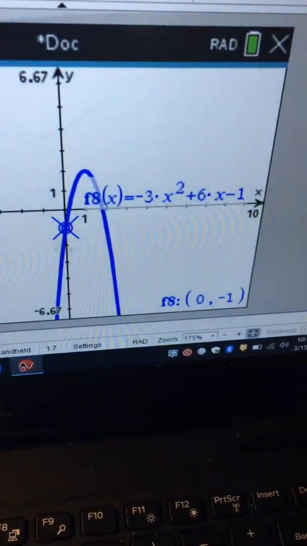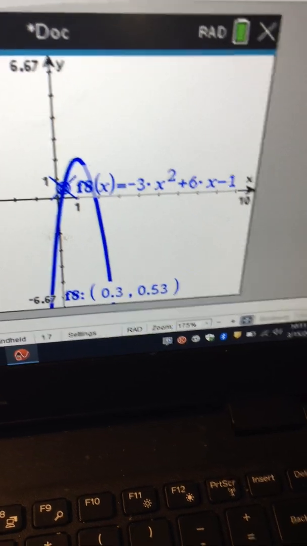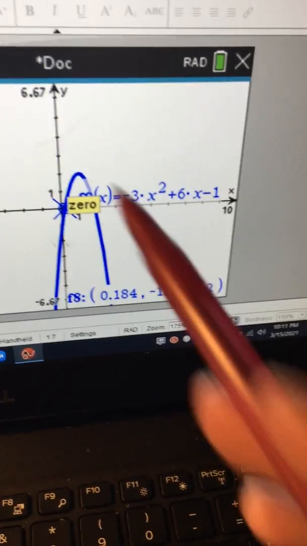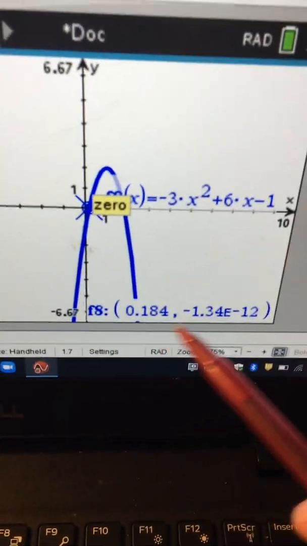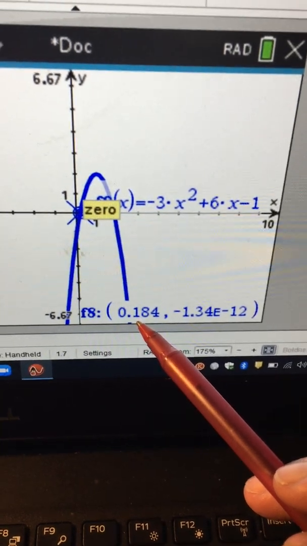So I'm going to trace around to the right. So I'm going to use the right arrow key and just press the right arrow key until it goes up. Oh, we just passed a 0. Let me go back to the left. We just went through. Right there is an x-intercept. And look at this number. Now, this is your x number. 0.184 is the x number. Sometimes they're not pretty numbers.